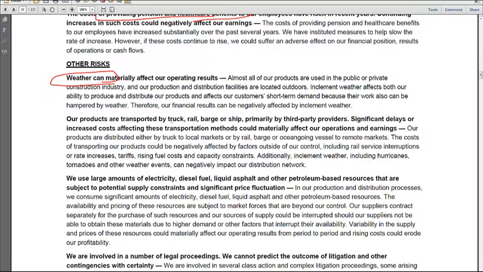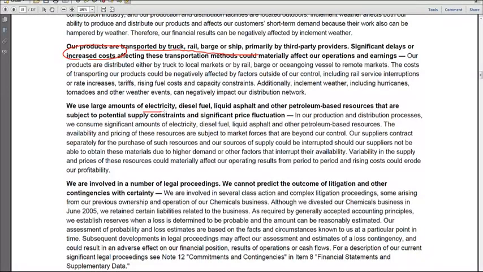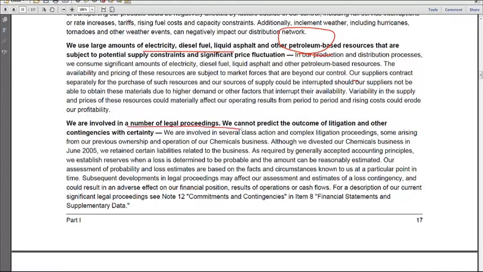Weather is a risk. Our products are transported by truck, rail, barge, or ship, and they're really heavy. So any kind of increase in the cost of this transportation could affect them. They have to use a lot of electricity, diesel fuel, and other things to get the stones out of the ground and ship them. So basically, they're really sensitive to oil prices. And they're involved in a number of legal proceedings. Actually, this is related to previous ownership of a chemical business, and there are still some big lawsuits pending from when they had the chemical business that could hurt them down the road.